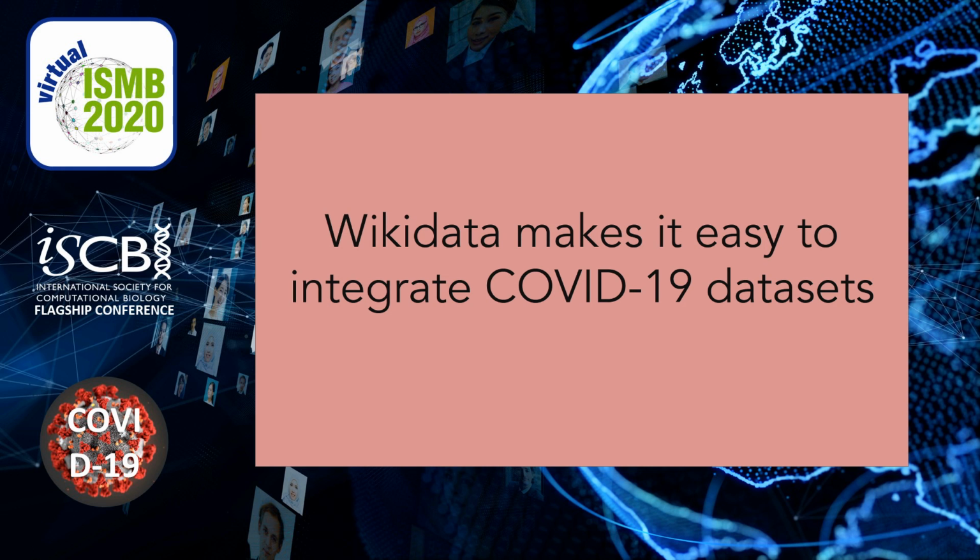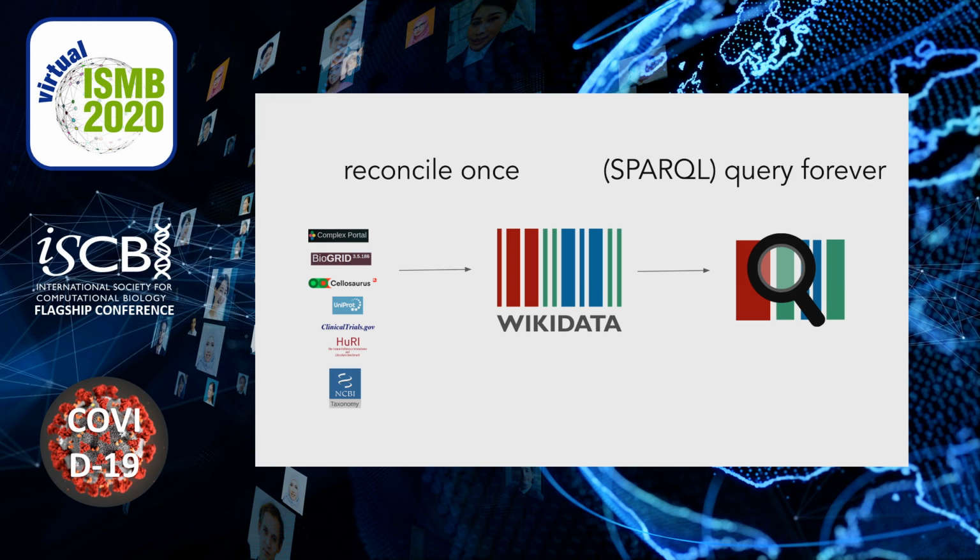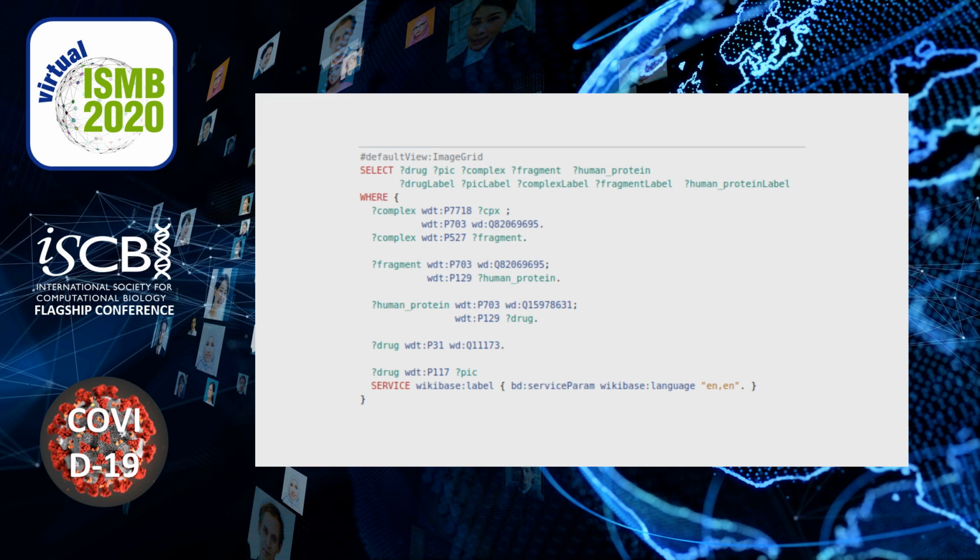So Wikidata makes it easy to integrate COVID-19 data sets. Easy, it's pushing it a bit too hard, but it makes it easier. Why does it make it easier to integrate these COVID-19 data sets? Because you reconcile them once, and then you can use the very nice SPARQL query system forever, and find relations between these data sets. So, for example, this is an example of a SPARQL query that selects some information from this huge triple store RDF database that is Wikidata.